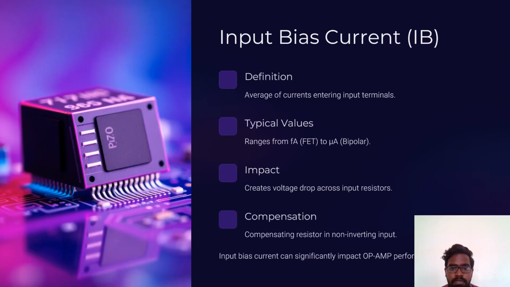Here is the input bias current, the average current entering the input terminals, and the typical values range from pA for FET to µA for bipolar. The impact creates a voltage drop across input resistors, and the compensation is a compensating resistor in the non-inverting input. Input bias current can significantly impact op-amp performance.